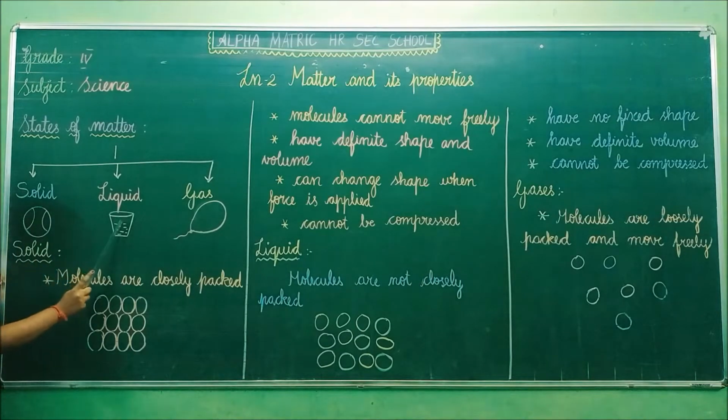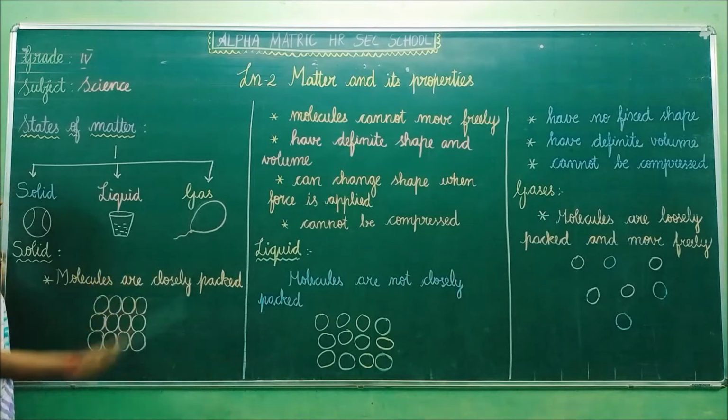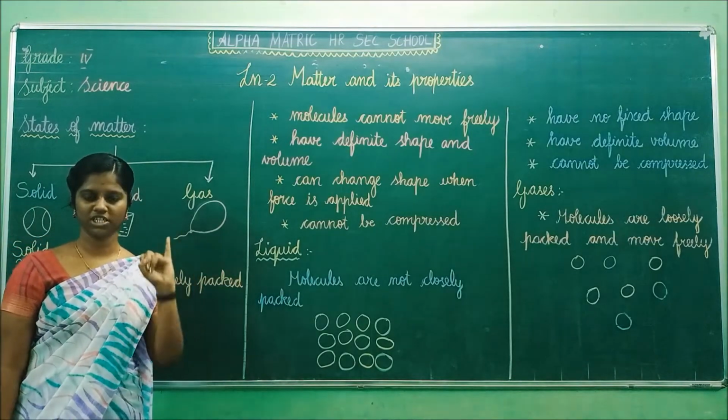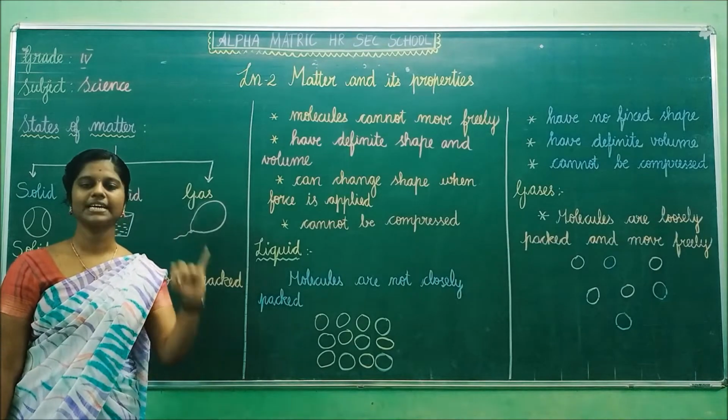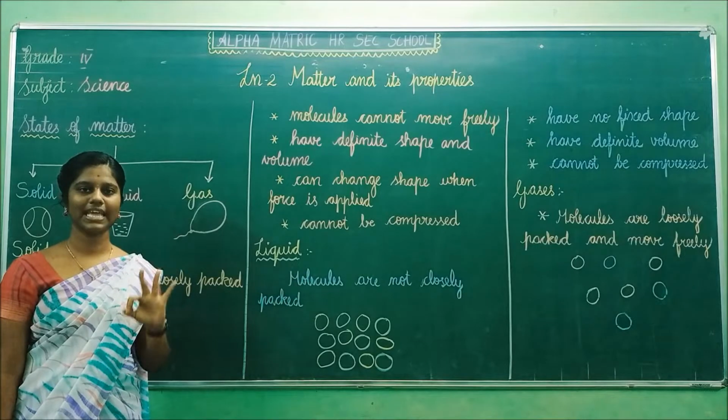Solid, liquid, gas. Say the spelling of solid. S-O-L-I-D. Solid. Liquid, L-I-Q-U-I-D. Liquid. Gas, G-A-S. Gas. So, there are three states of matter. First one is solid, second one is liquid, third one is gas.